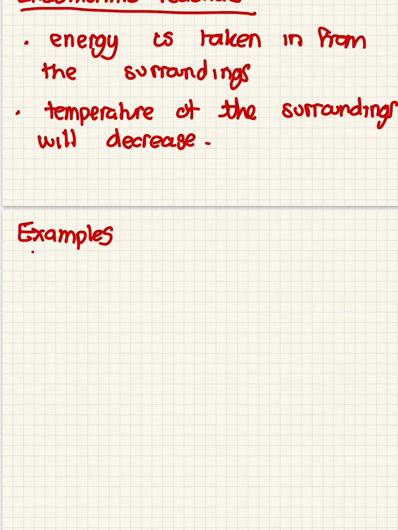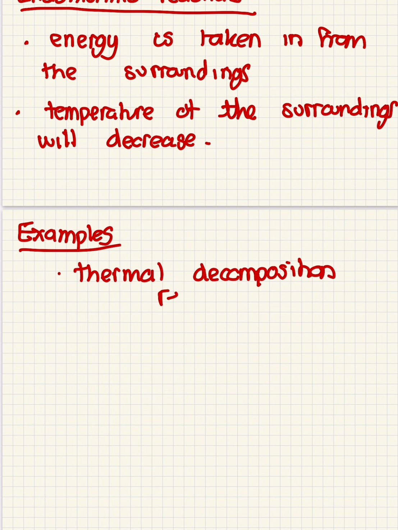Now your first example is thermal decomposition reactions. So thermal decomposition reactions. This is when a compound breaks down to form two or more substances when it's heated. Your next one is the reaction of citric acid and sodium hydrogen carbonate. So that's another example, but I won't write that down as thermal decomposition is the main one.